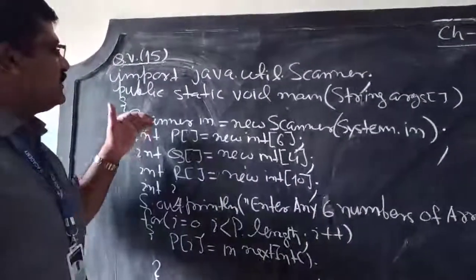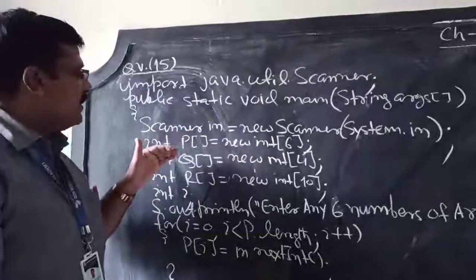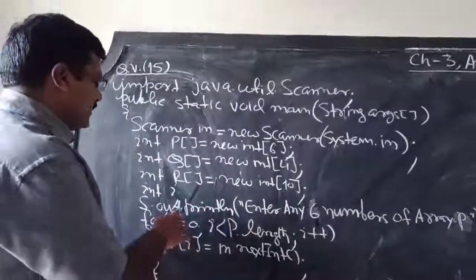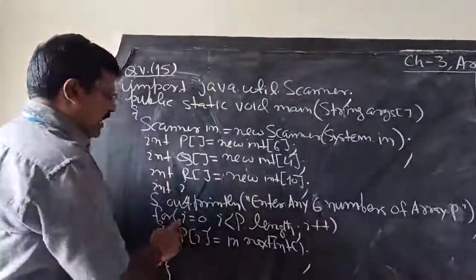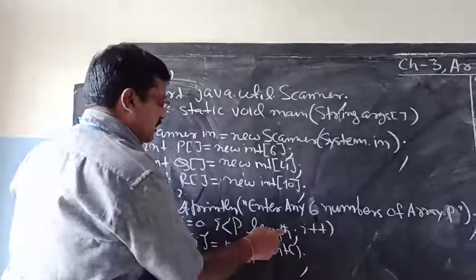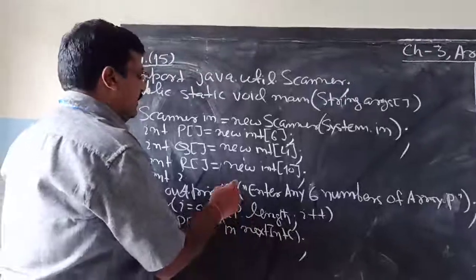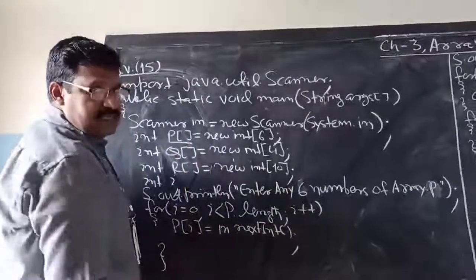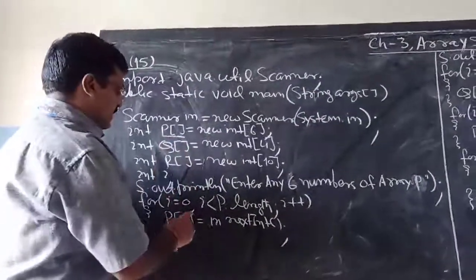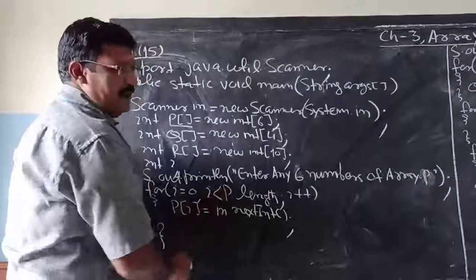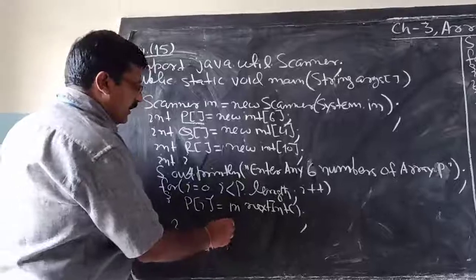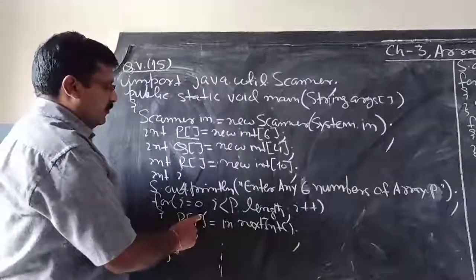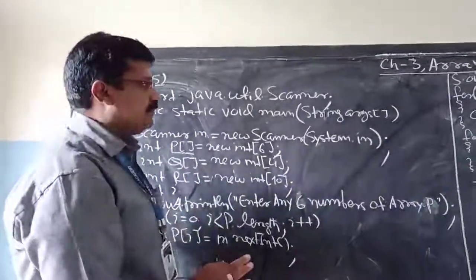Now input 6 numbers in array P and 4 numbers in array Q. System.out.println enter any 6 numbers of array P. For i equal to 0, i less than P.length. The length of the array P will be 6, so the loop will run 0 to 5. And P[i] equal to in.nextInt, and one after another you can input any 6 numbers. Okay, so array P is created.